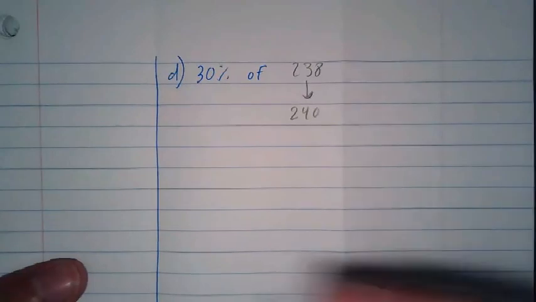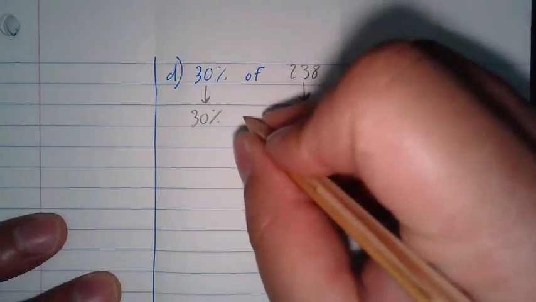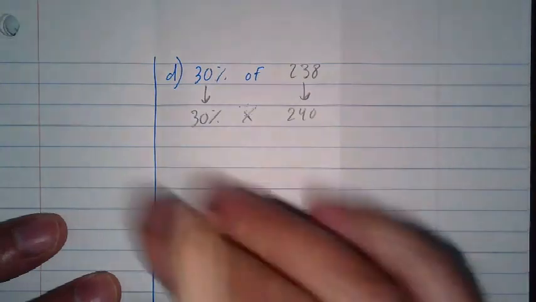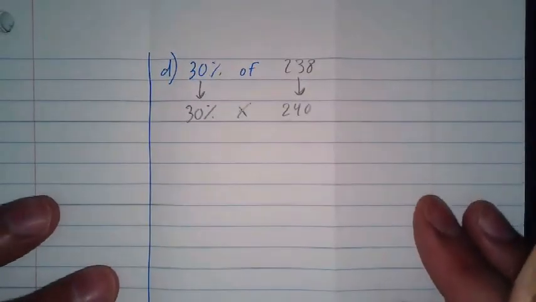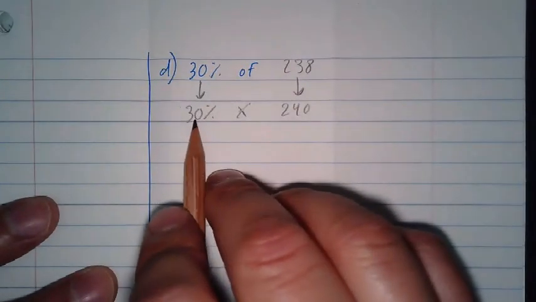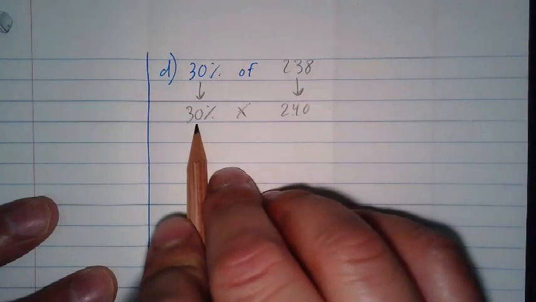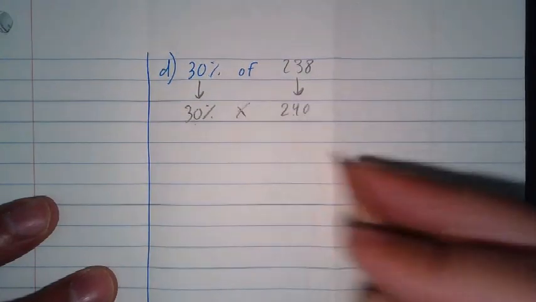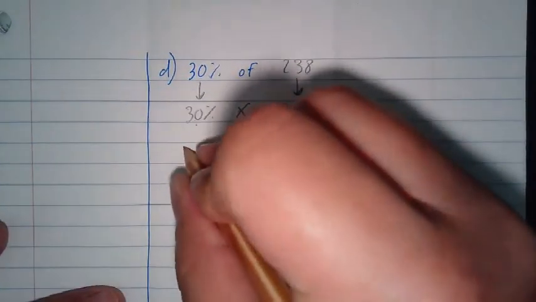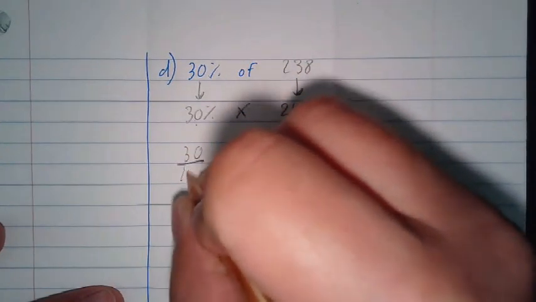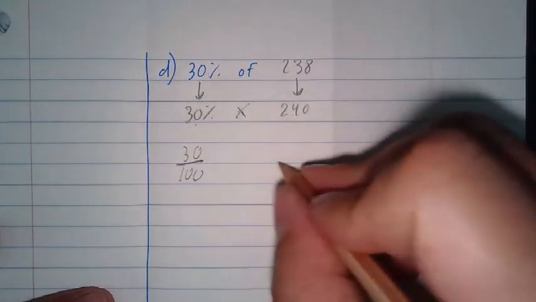Alright, and 30%. Well, let's see what that means. I'm going to bring that down as well. 30% of 240, right? We're going to multiply these two. Now we have a couple options. We can just straight out multiply this times that, change this to a decimal first, right? But let's see if we can play with it a little bit. 30% of 100. We're going to see if we can make equivalent fractions.